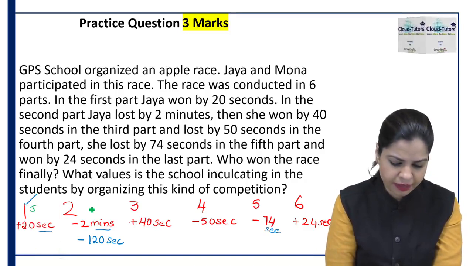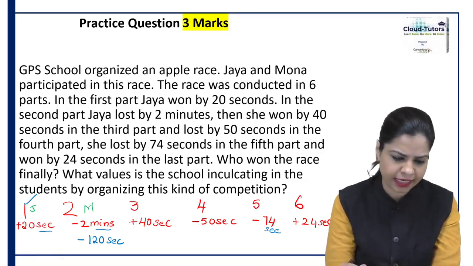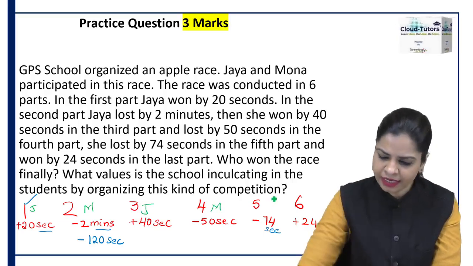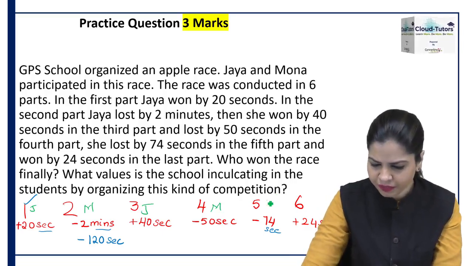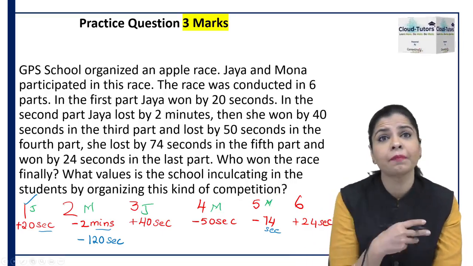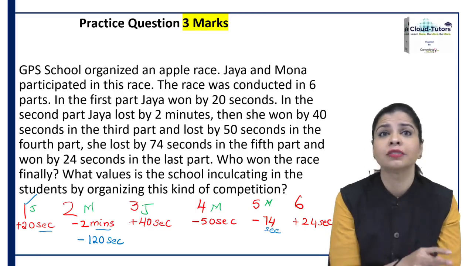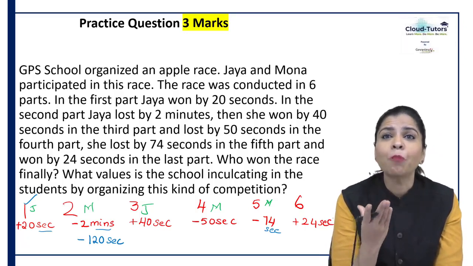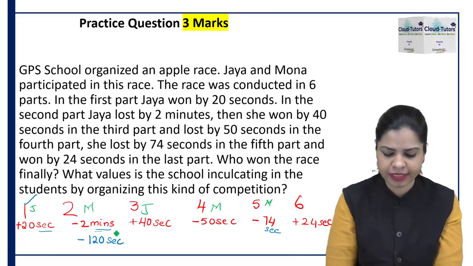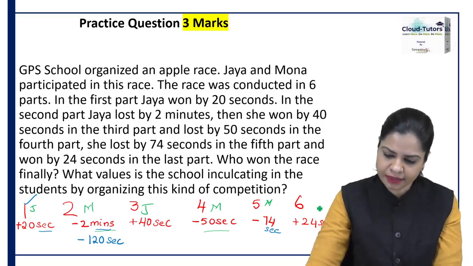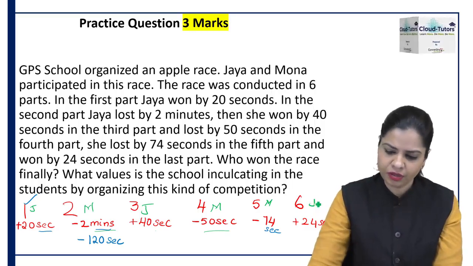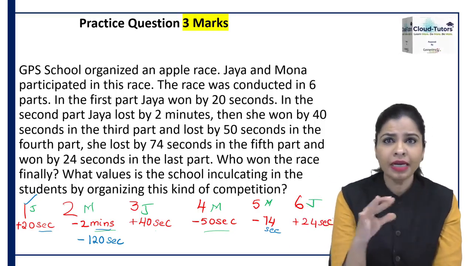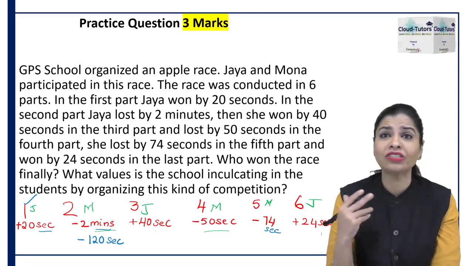Jaya won. Here Mona won. Right? In the second part, Jaya lost. So here Jaya won. Here Mona won. Here Mona won. Here all negative values mean that Jaya has lost. But what does that mean? When Jaya has lost, somebody should win. Who has won? Mona. And she's won by how much time? This time. And this is for Jaya. So, totally Jaya has won 3 races and Mona has also won 3 races.